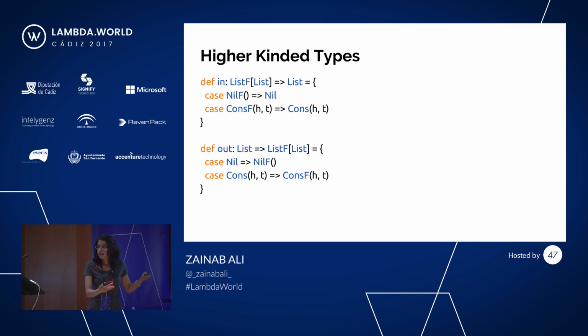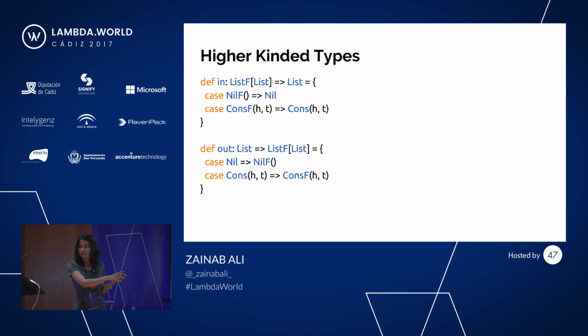When I say they look a bit the same, what I mean is that we can go from one to the other and back without losing any information. So for example, I can go from a list F of a list to a list. I can write a function that does that, and that just converts the constructors. Instead of nil F, I go to nil. Instead of cons F, I go to cons. And I can also write a function that goes from a list to a list F of a list. I can go back. And similarly, in the case of nil, I go to nil F. For cons, I go to cons F.